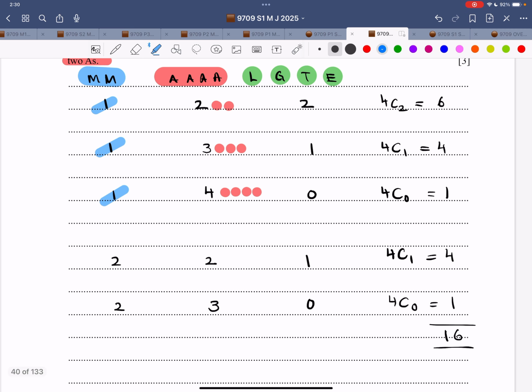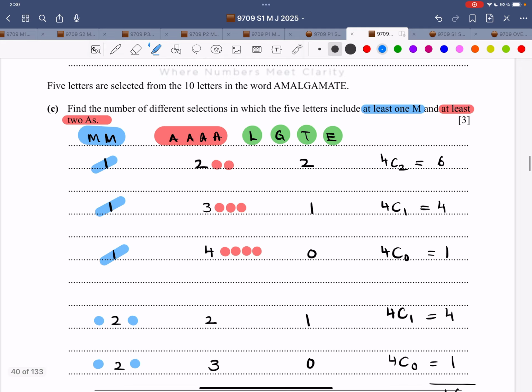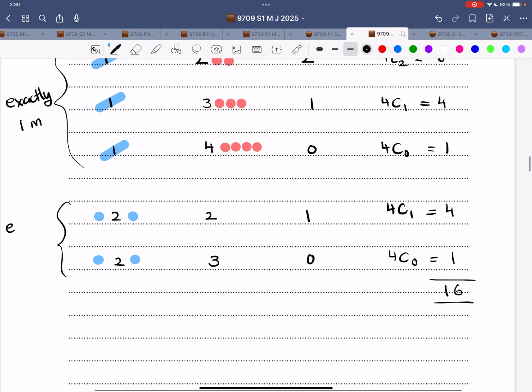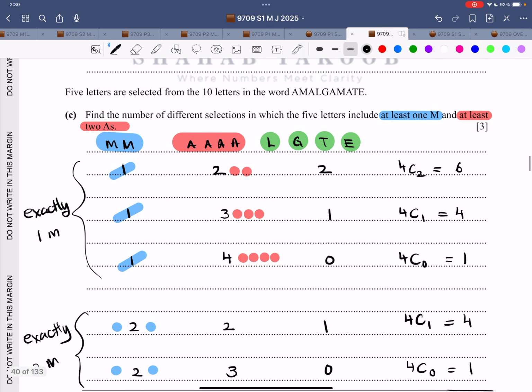And then if I have 2 M's, that means at least 1 M. So after 1 M, you can have exactly 2 M. Let me write it over here. This is exactly 1 M. This is exactly 2 M. So that will take care of what? At least 1 M. Exactly 1, exactly 2. And then based upon that, I'm changing this. Based upon that, I'm changing this.